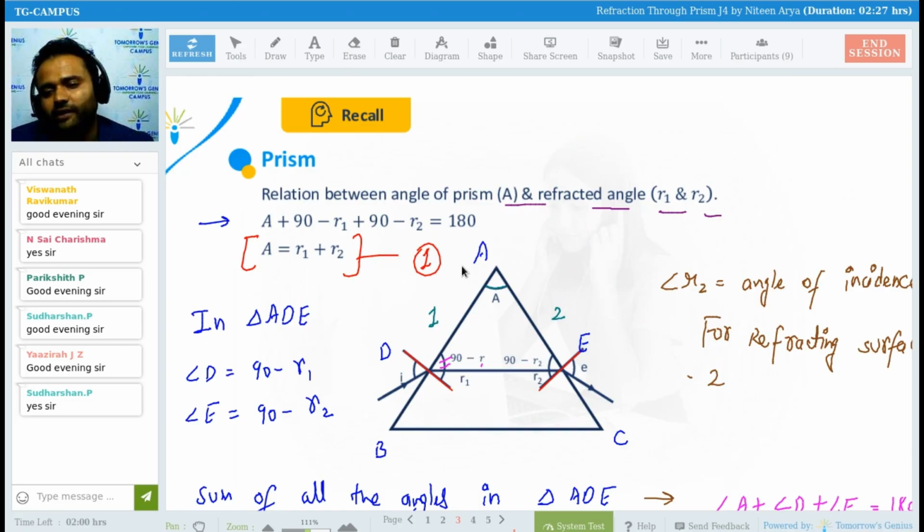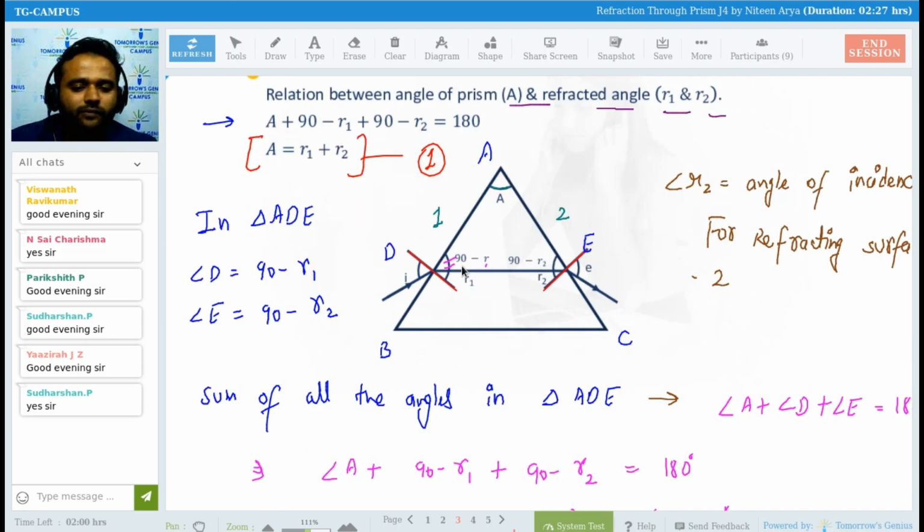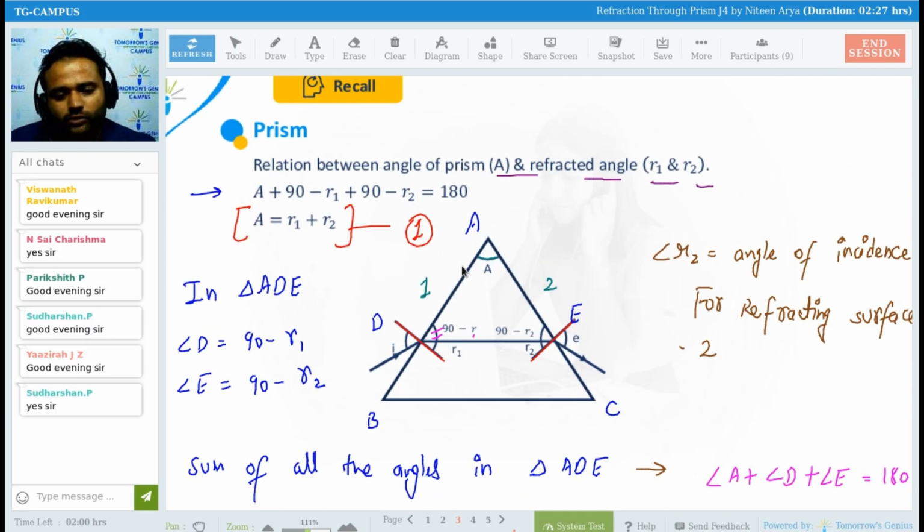or you can say the refracted angles R1 and R2. R1 is the angle of refraction for the first surface, R2 is the angle of incidence for the second surface, also known as the angle of refraction because the second time refraction is going on. So in triangle ADE, we can say that angle A equals R1 plus R2.